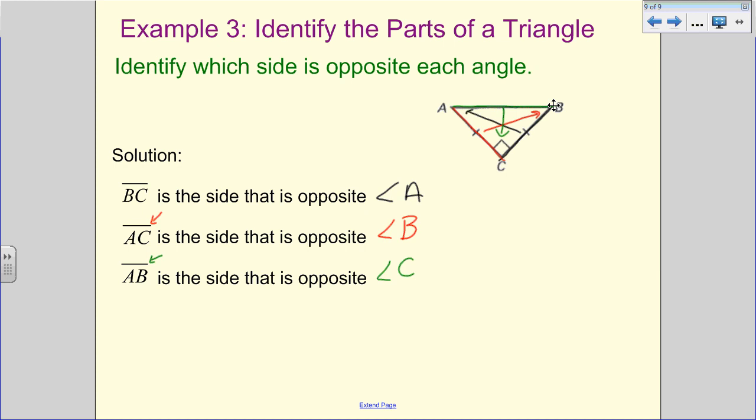Now, ladies and gentlemen, eventually this should be something that you could do without a diagram. Segment BC goes to angle A. If I see BC in my segment, angle A is the angle I'm opposite, the letter I don't see. If I see AC in my segment, then I am opposite angle B because I don't see B in my segment. And if I'm opposite segment AB, then I'm opposite C, the vertex I don't see there.